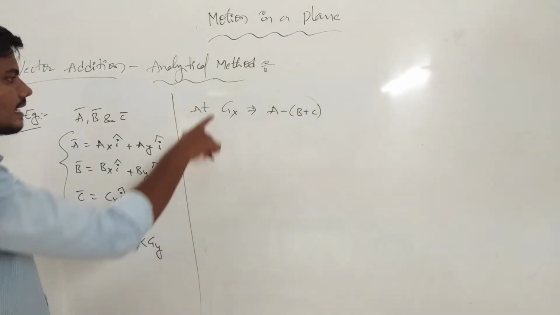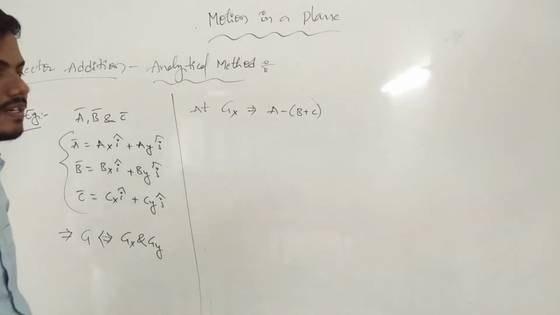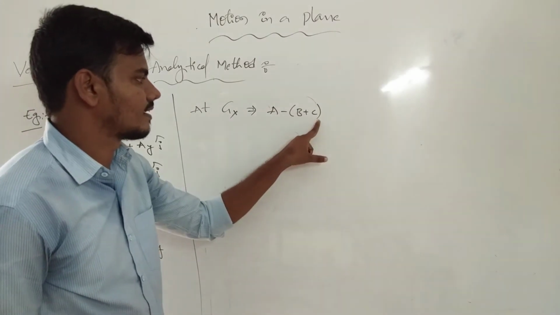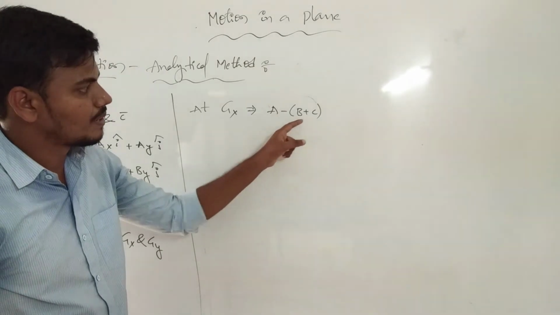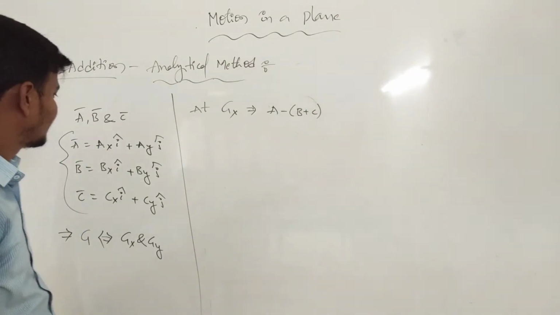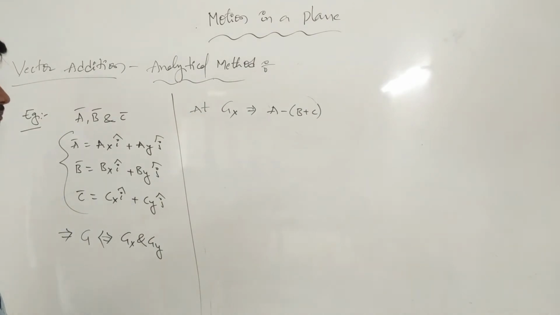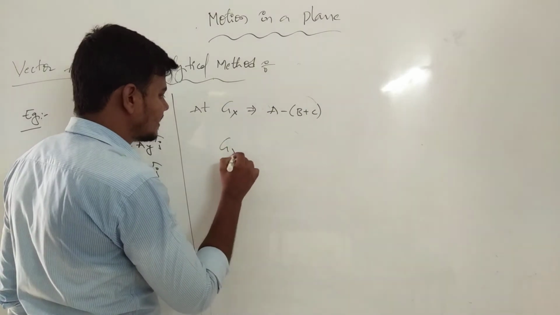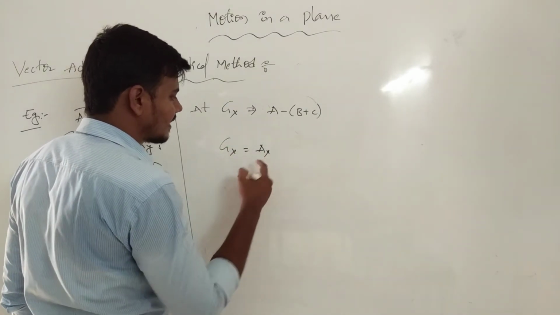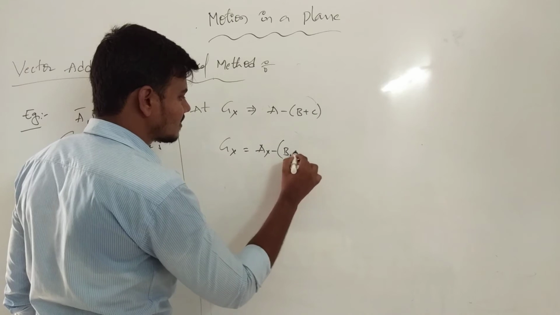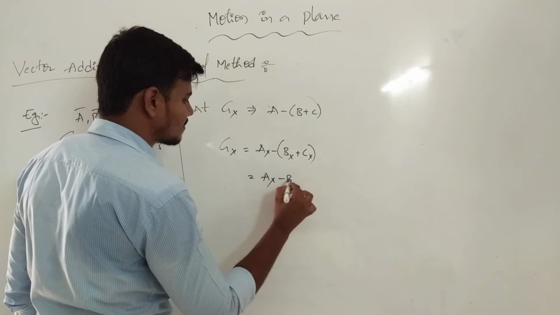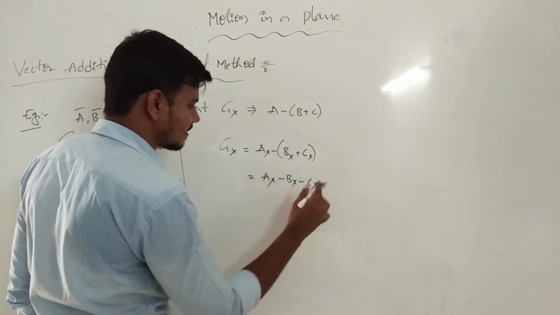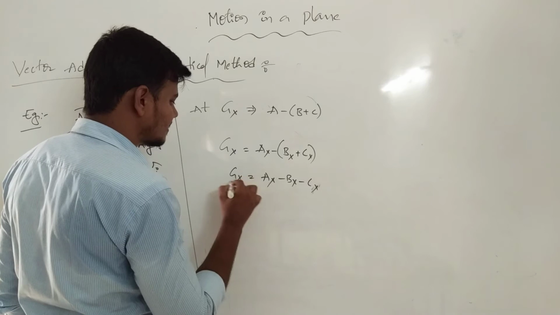Now first we take Gx of the position, the x direction of the position. There are three types of vectors: first vector A, second vector B, and third vector C. A minus of B plus C. Clear one? Now A we can introduce as Ax, Bx, Cx. Gx is equals to Ax at x-axis minus Bx plus Cx. Now Ax minus Bx plus Cx. Clear? So this is the Gx portion.